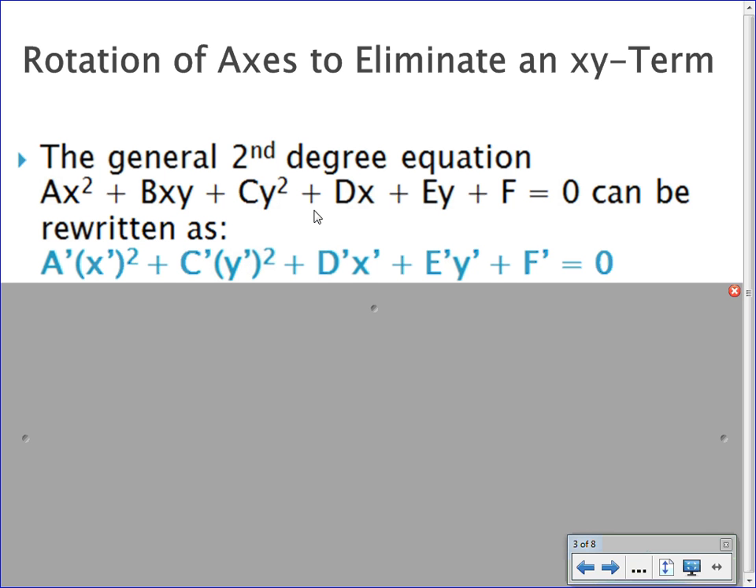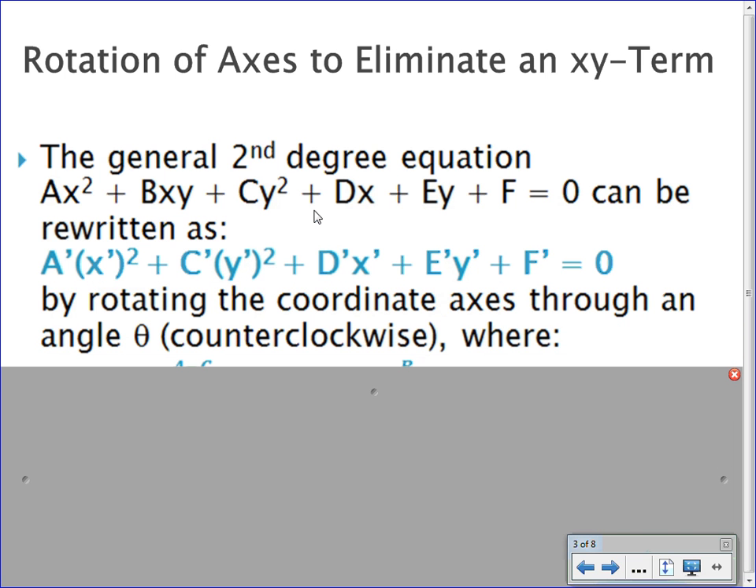Yes. We're working with angles. Okay, so the unit circle, yes, is going to come into play. Squares and square roots. Okay, so we are going to rotate our coordinate axis through an angle counterclockwise. This is important. Okay, our unit circle, we go counterclockwise, right? Yep. All right.